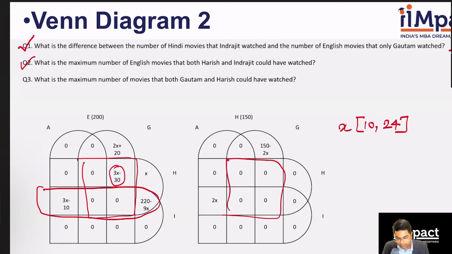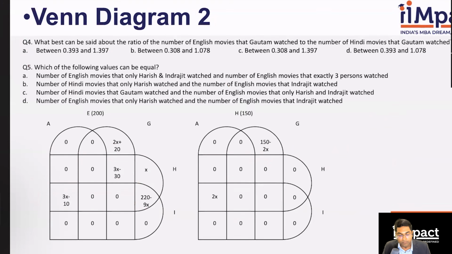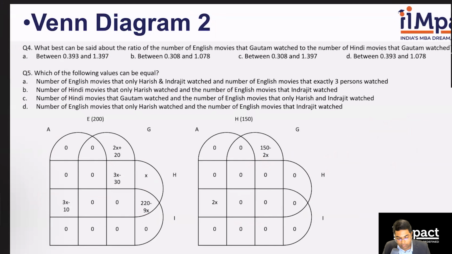So that's it, 3x minus 30. I need to maximize x, which will give me 72 minus 30. 42 will be the answer. And that's it. Question number 3 is also over. Any doubt so far? All right. Let's look at these two questions.